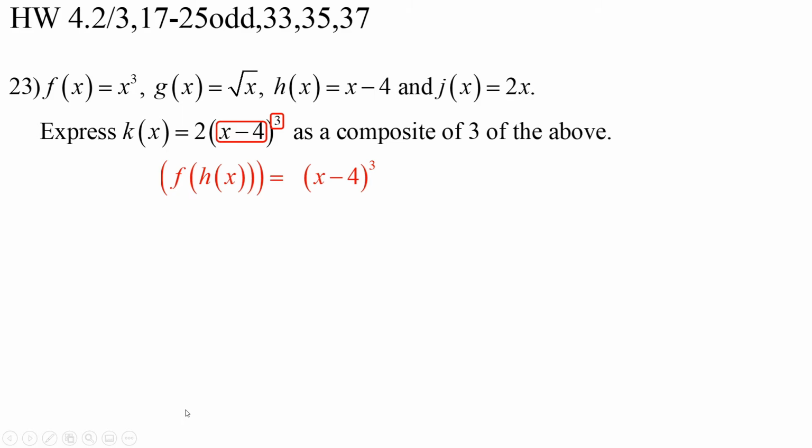All right, now, I need a scalar multiple of 2 right there. So do I see a 2 times x up here? Oh, look at j right there. So if I go j of f of h of x, I will have 2 times the quantity x minus 4 to the third power. So we better put a j here and a 2 there. And my friends, I think we have it. Isn't that beautiful? That's cool.